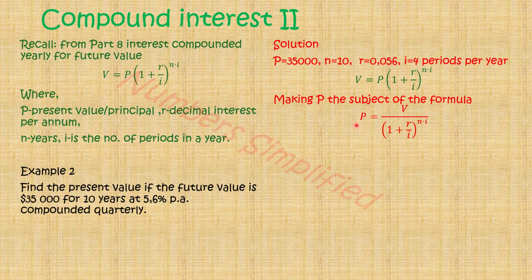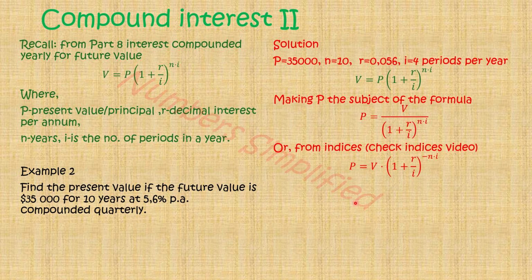Now we can have this huge fraction, or we adopt the concepts that we learned from laws of indices, and I encourage you to check out our videos on indices. So we know that P can actually be expressed as V times (1 plus R over I) raised to the power minus N times I. So that will simplify our work instead of having this huge fraction.